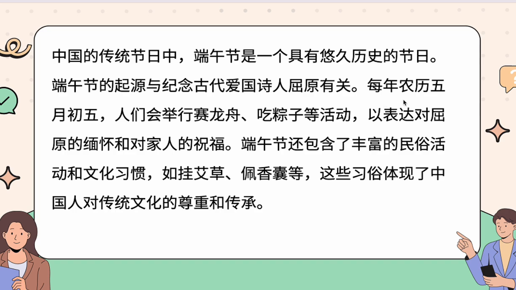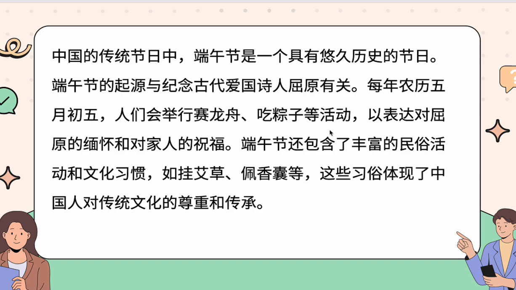每年, every year. 农历, lunar calendar. 五月初五, the fifth day of the fifth month. 人们会, this word is very important. 举行 is to host. You can use 举行 for hosting some event or activities. 举 by itself means raise. If you say 举手, raise your hand. 举头, raise your head. So 举 is very important as well. So 举行赛龙舟, Dragon Boat racing.